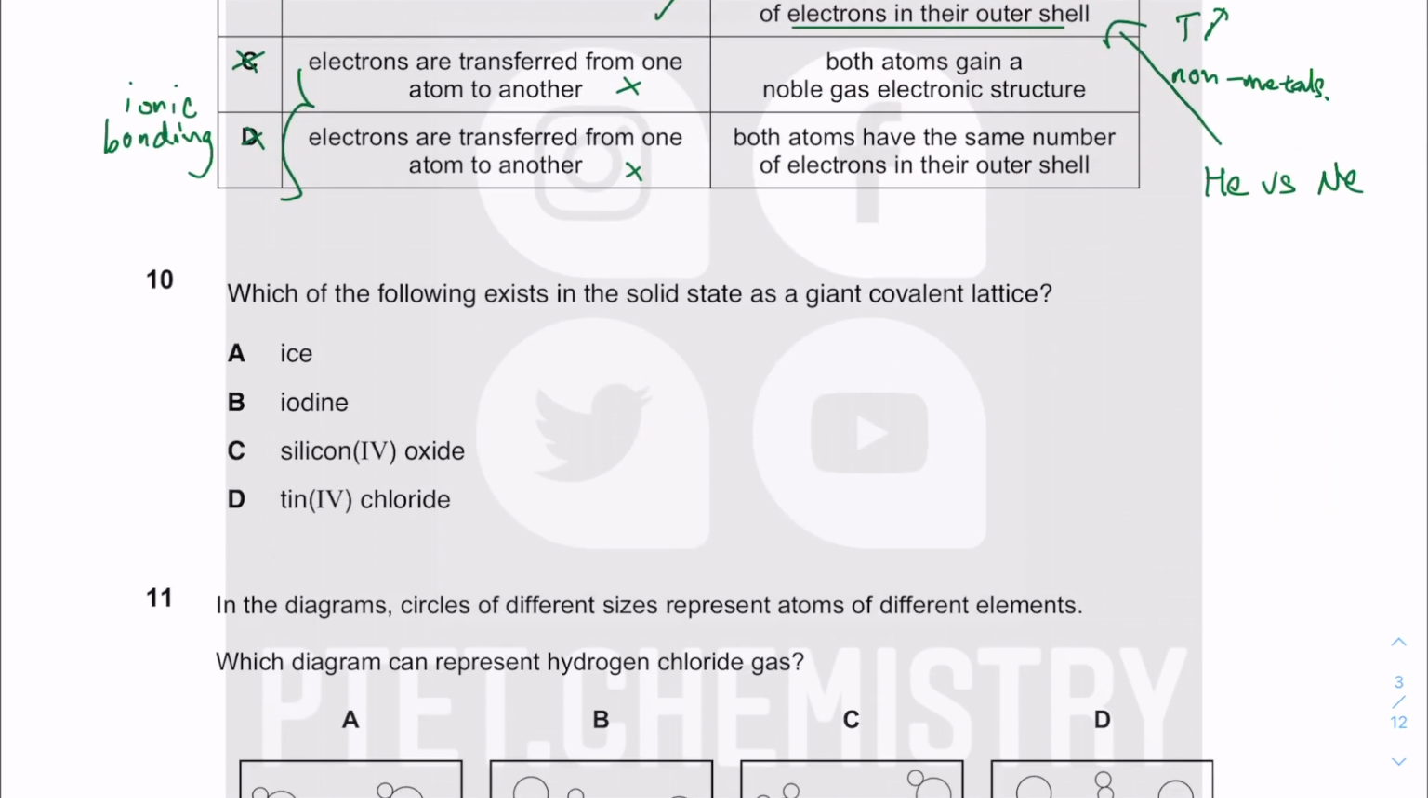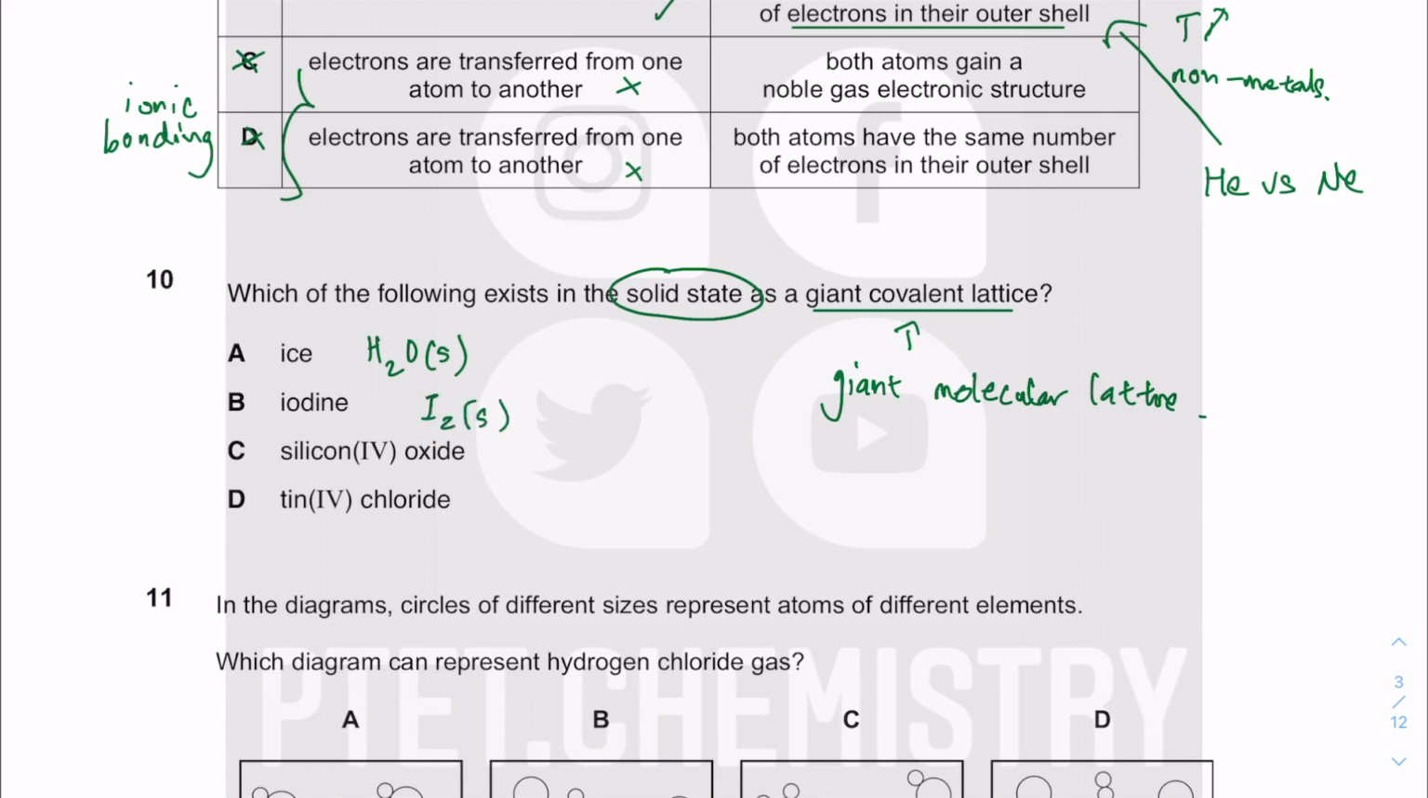Number 10, which of the following exists in the solid state as a giant covalent lattice? Giant covalent lattice, the other name is giant molecular lattice. Ice is H2O, a simple molecule. Even though it's ice, you still have a lot of molecules packed together, still as individual molecules, close together and tightly packed. That's a method to describe the structure of a solid, but it's a simple molecule to begin with. It's not going to be giant molecular. Iodine is the same thing. The iodine molecules remain as molecules because you are just making them stick very close together.